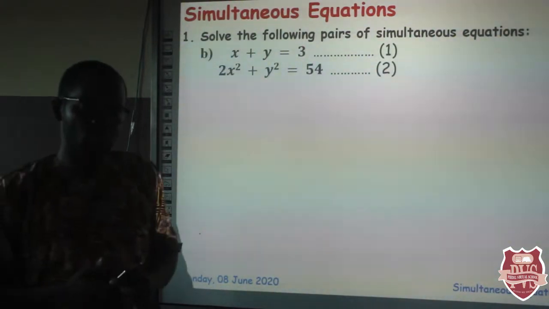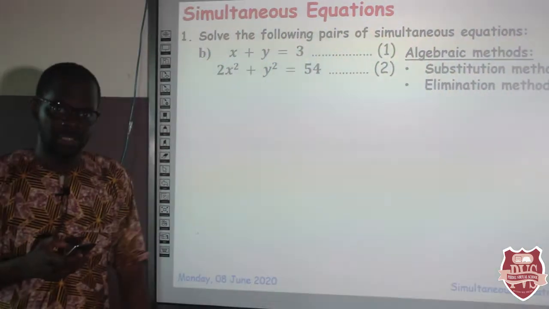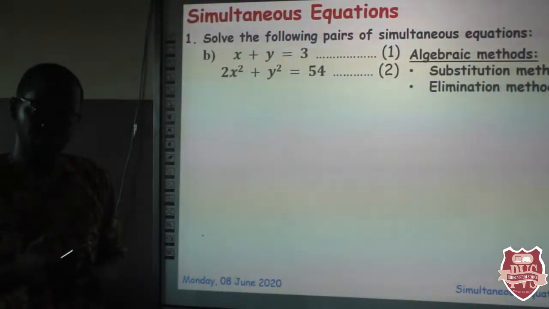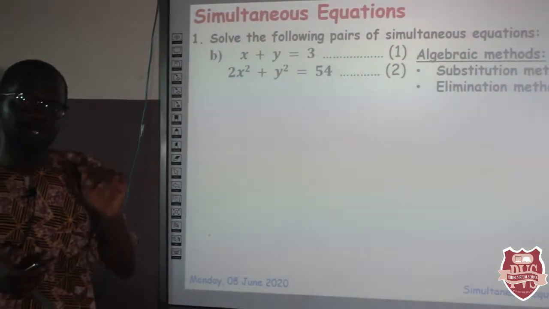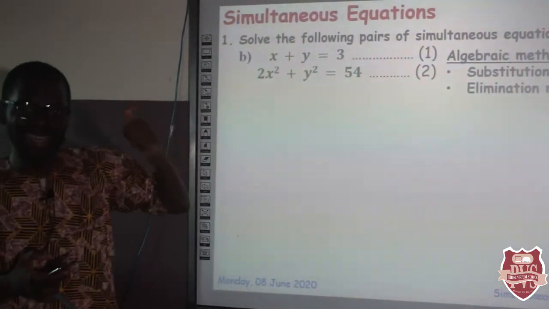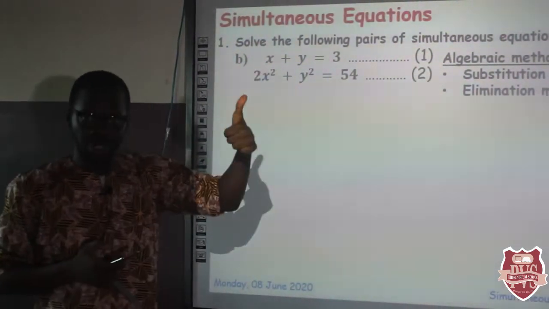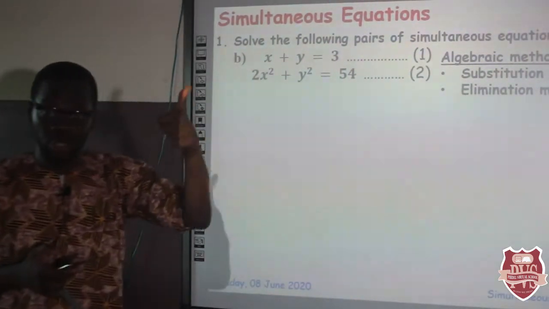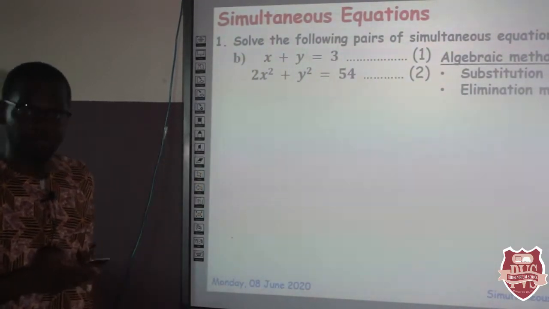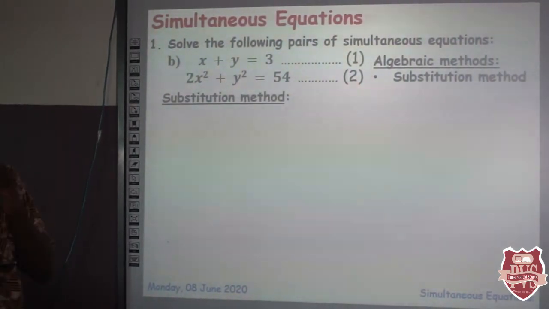So let's see, how do we solve the given pair of simultaneous equations? Now, like I said, we're using the algebraic method, and we have two possible methods: substitution method and the elimination method. And like I said, for you to use the substitution method, you have to look for the coefficient of the unknown, which is 1. In equation 1, the coefficient of x is 1, which is good. The coefficient of y is also 1, which is also good. So therefore, you can indeed use substitution method. So we'll go for substitution method in this question.